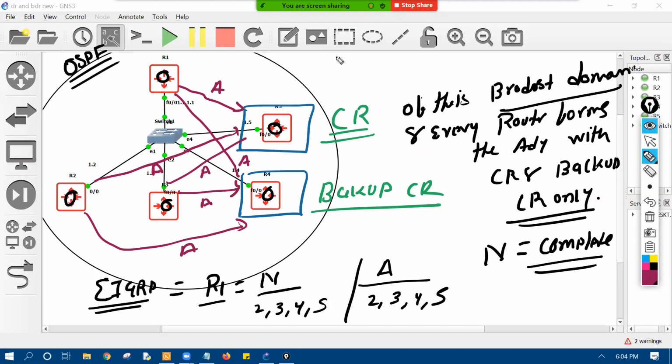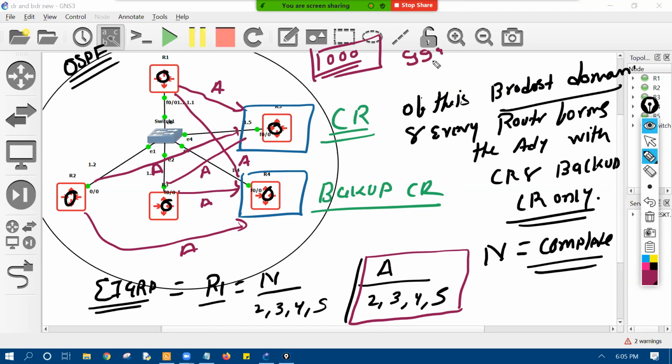Because adjacency means what? I can exchange the route information. Previously, what happened in the EIGRP case? In the EIGRP, you're increasing the load on every router. If you have thousands of people in the classroom, every 999 people is going to form the neighborship with the CR only.